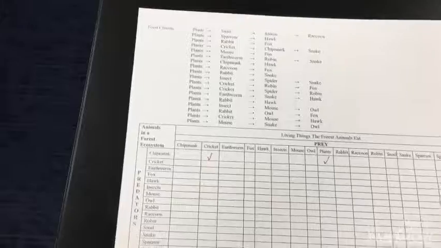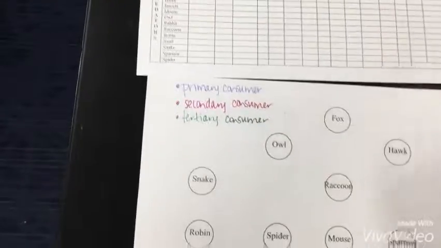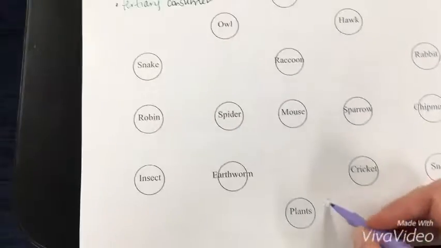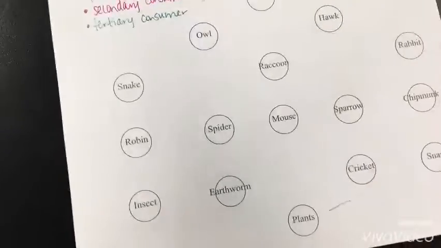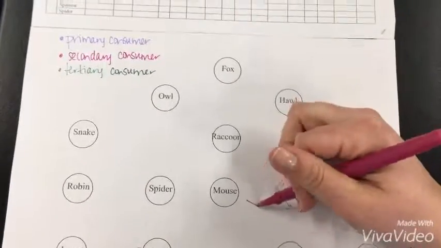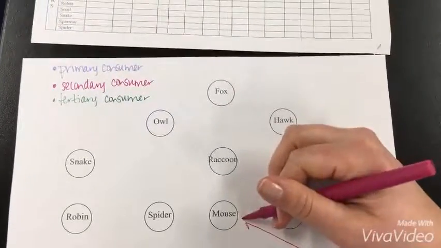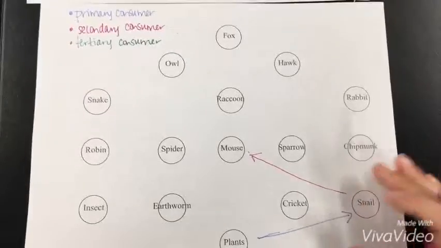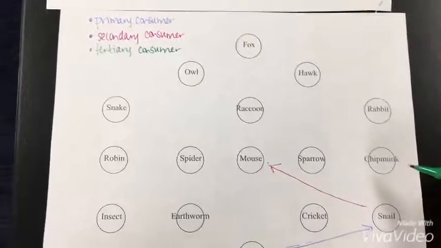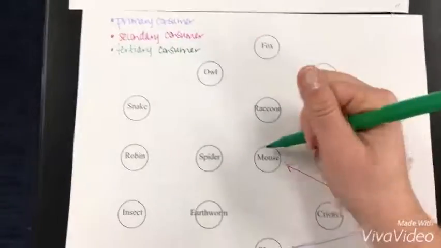The plants are consumed by the snail. Therefore, I am going to make a mark from the plant to the snail. The snail is then consumed by the mouse, as given in the first food chain. And lastly, the mouse is consumed by the raccoon.